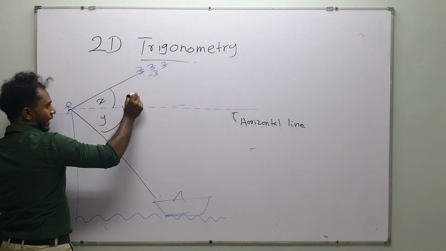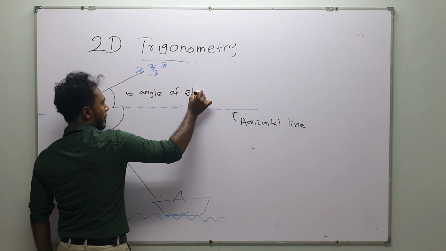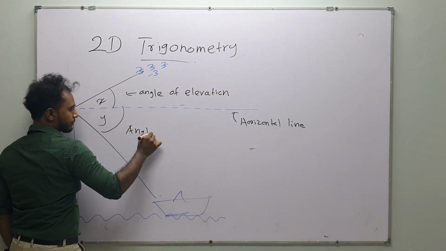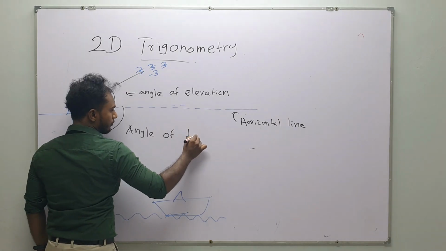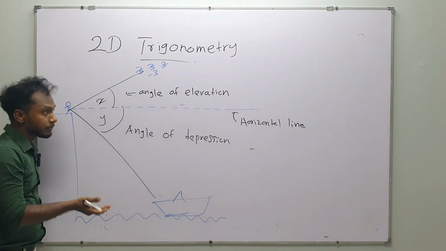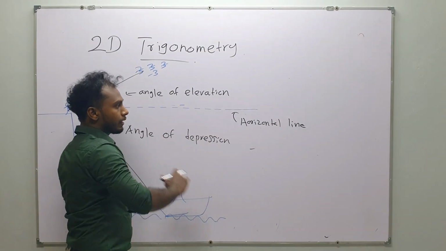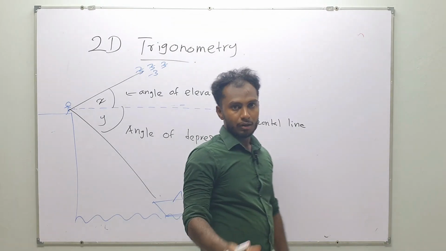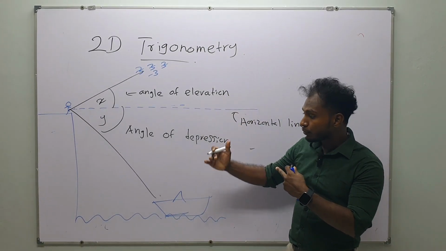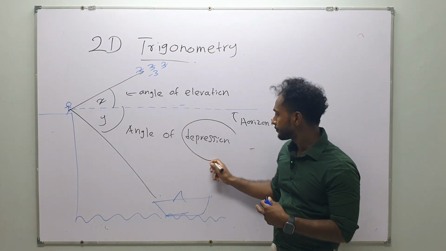So this is called the angle of elevation. This is the angle of depression. Looking down, depression. Looking up, elevation. So it is measured relative to the horizontal line. From this line, if you look up, that is the angle of elevation. If you look down, that is the angle of depression. So these two terms, you should know.